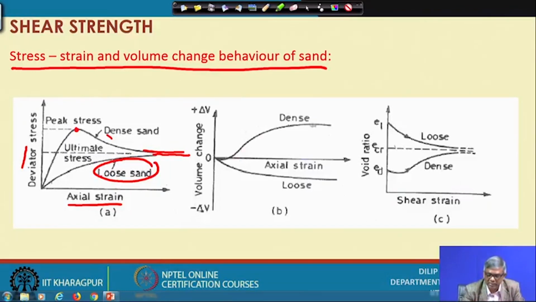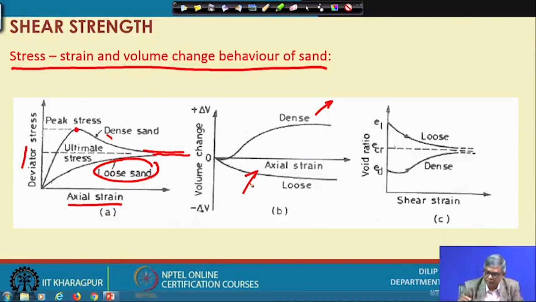So, this will be an increase in volume, which means dense sand behavior is almost similar to over-consolidated clay, and loose sand behavior is similar to normally consolidated behavior. Now, another observation is the critical density, where during shearing the soil undergoes neither volume increase nor decrease. That is called critical density, and corresponding to critical density we get the critical void ratio.